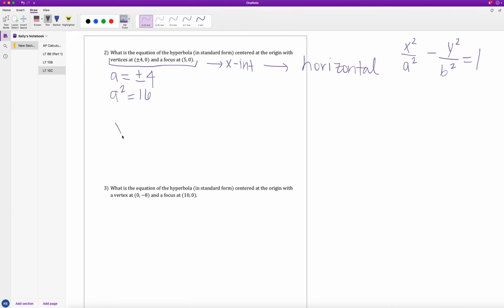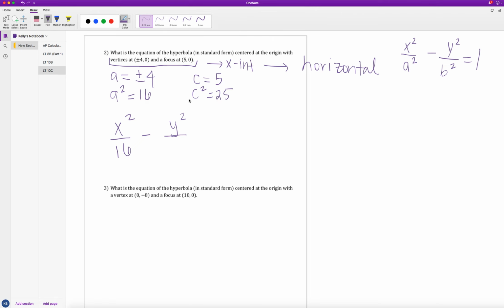So if I start to play fill in the blanks here, I've got x squared over 16 minus y squared over, well, I need to figure out what b squared is. Now, my focus is not my b value. My focus is what c is equal to. So c is equal to 5 and also negative 5 since it is symmetric. So that tells me that c squared is equal to 25.